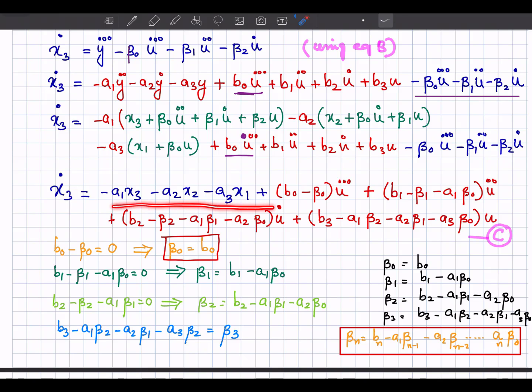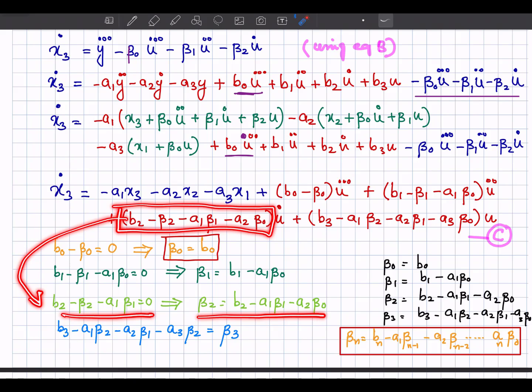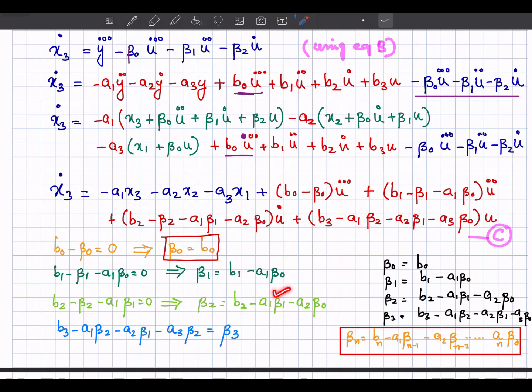Similarly, by setting this one equal to 0, we can express beta 2 in terms of the previously defined coefficients or constants. So b2 minus a1 beta 1 minus a2 beta naught will give us the value of beta 2. So with these, this will be equal to 0, this will be equal to 0, and this will be equal to 0. All the derivative terms of the forcing function will become 0.